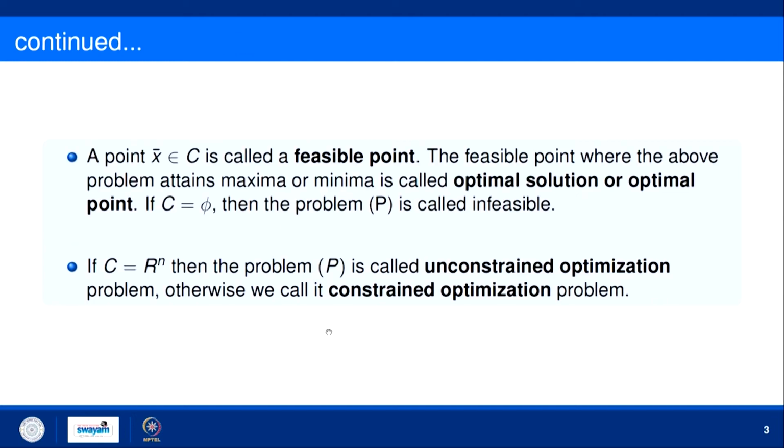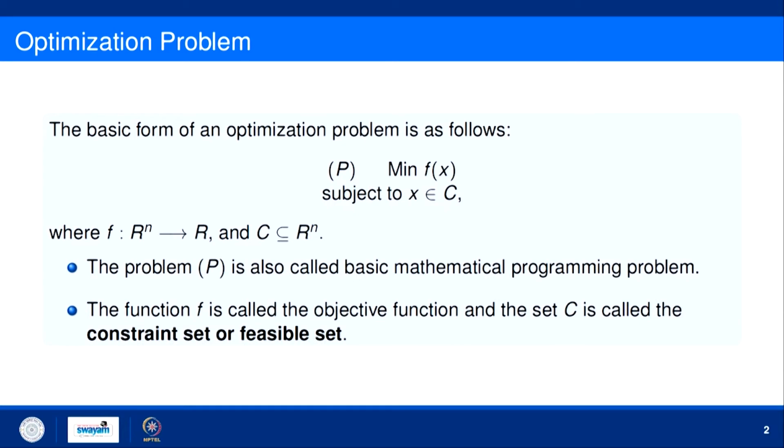Now a point x bar belonging to C is called a feasible point. Any point which belongs to the set is called a feasible point, and a feasible point where the above problem attains maxima or minima is called the optimal solution or the optimal point. Here we have taken only a minimization type problem. So we say that this point x bar will be an optimal point if it minimizes f and the point is feasible also.